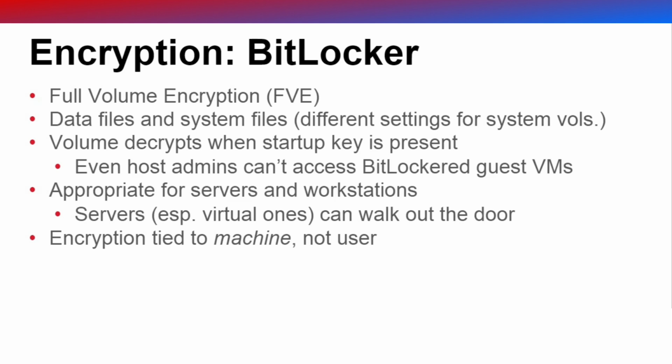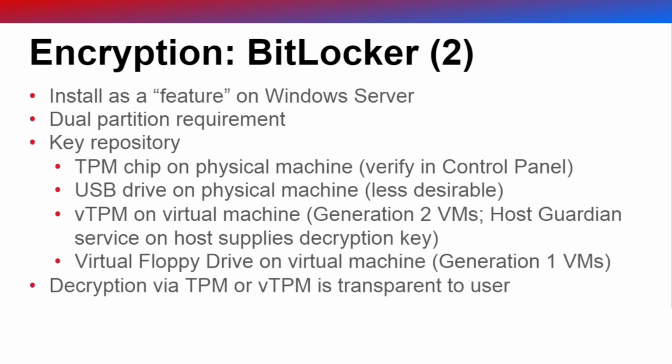And so how is that encryption tied to the machine? That's kind of the interesting story. If you want to use it on a server, it's a feature that you have to install. So we've got two partitions, at least, on a BitLocker machine. The first partition is not encrypted, and it's where we start the boot process and pull that startup key out of the TPM chip, typically, and then use that to decrypt the big second partition, which is the operating system and data files and so forth.